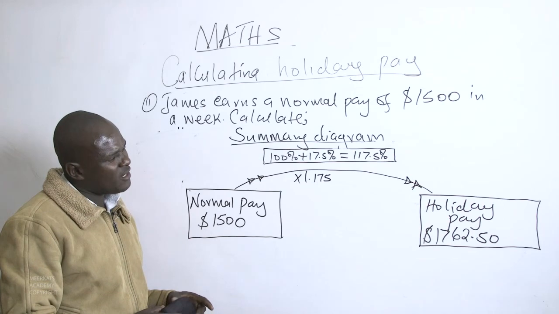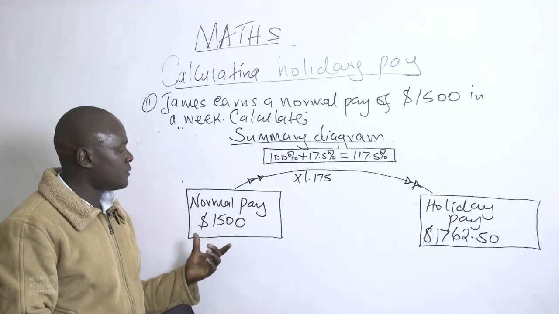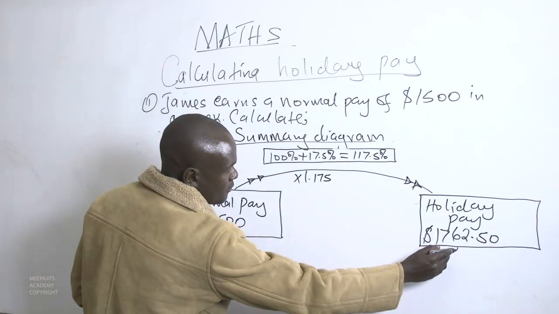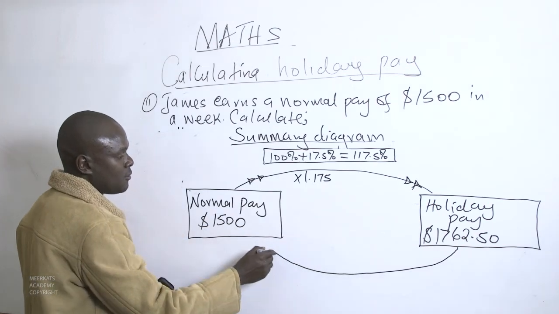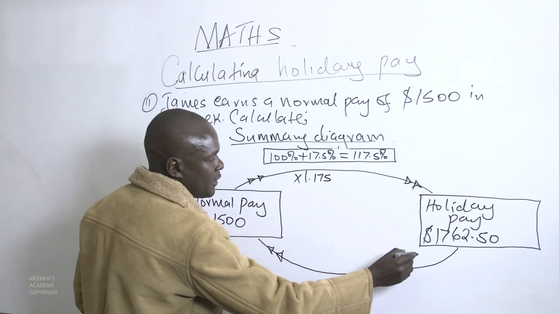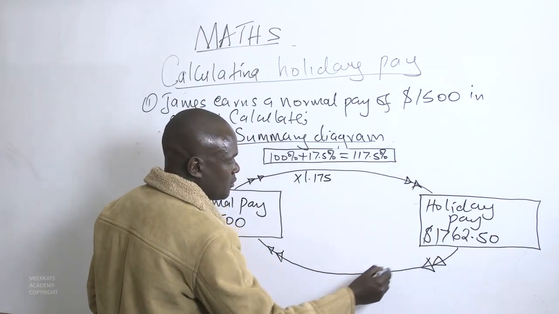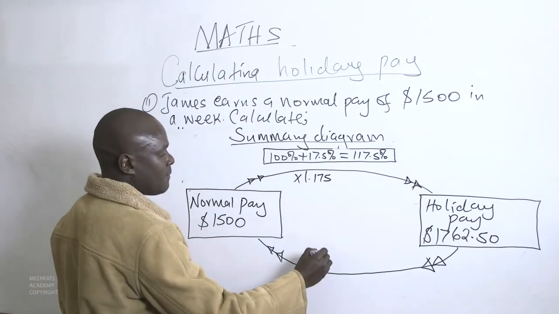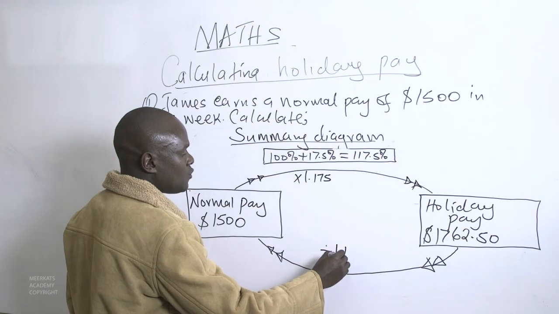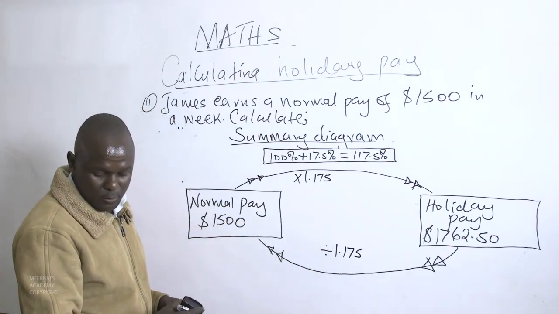And if at all you are given the holiday pay and you want to get the normal pay, how do you do that? You divide the holiday pay by the same factor. You divide the holiday pay by 1.175 to get the normal pay.